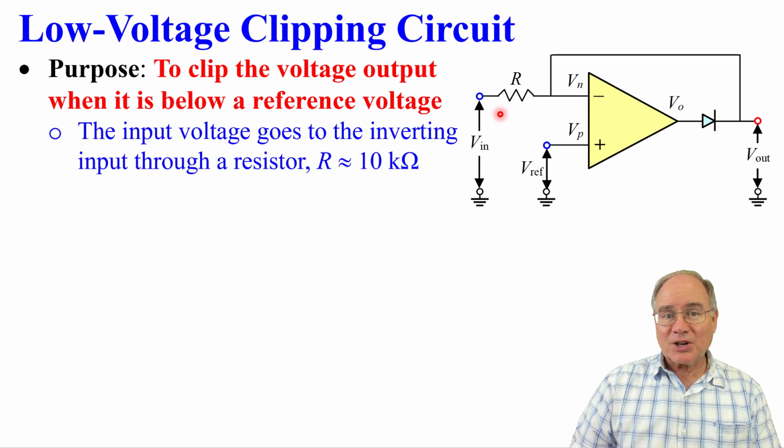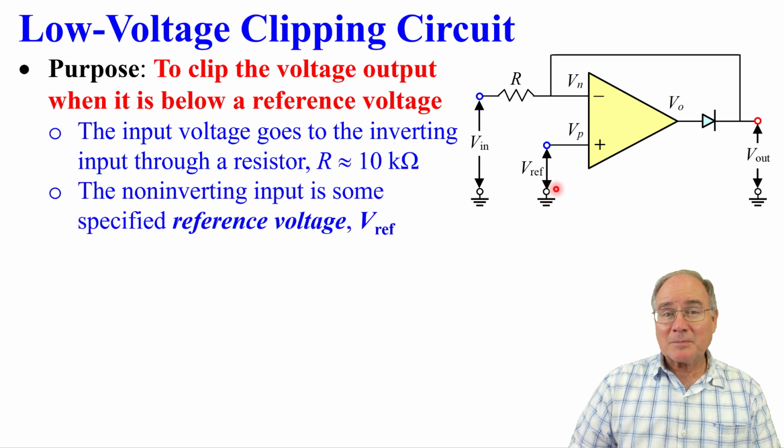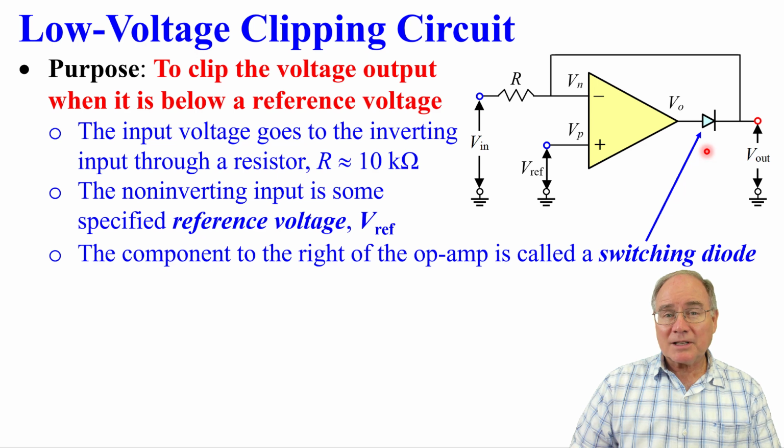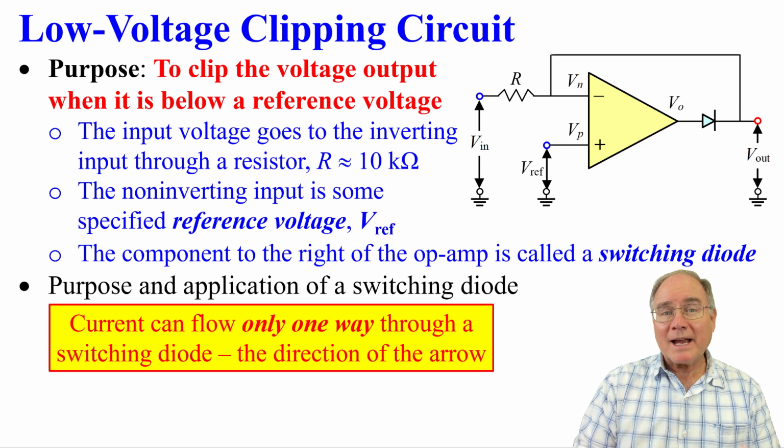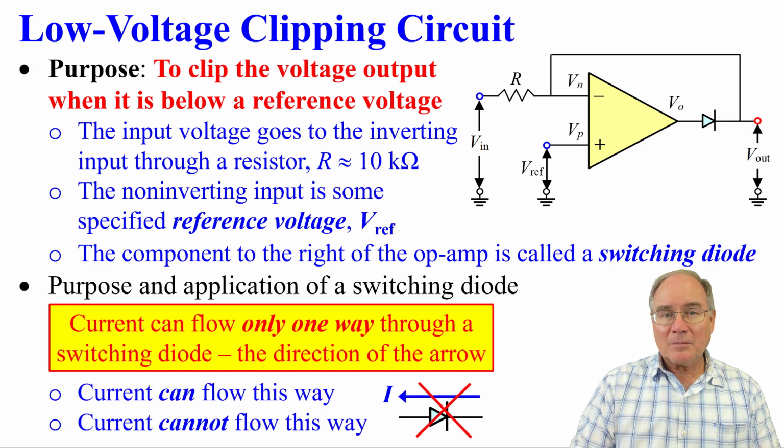The input voltage goes into Vn through resistor R, which is typically a large resistance, like 10 kiloohm or more. We supply some specified reference voltage to Vp, and this component is called a switching diode. Here's its purpose and application. Current can flow only one way through a switching diode, namely the direction of the arrow. So current can flow this way, but cannot flow the opposite way.